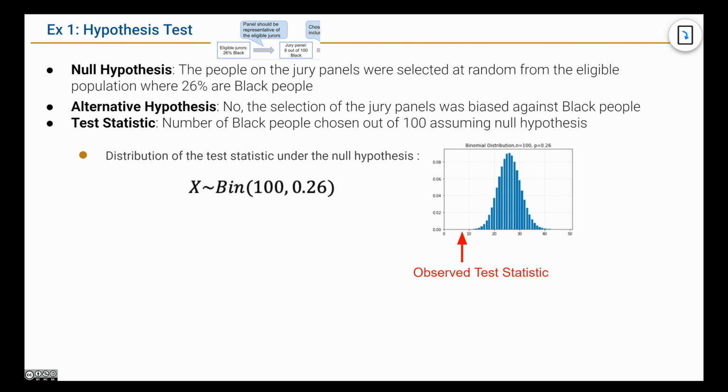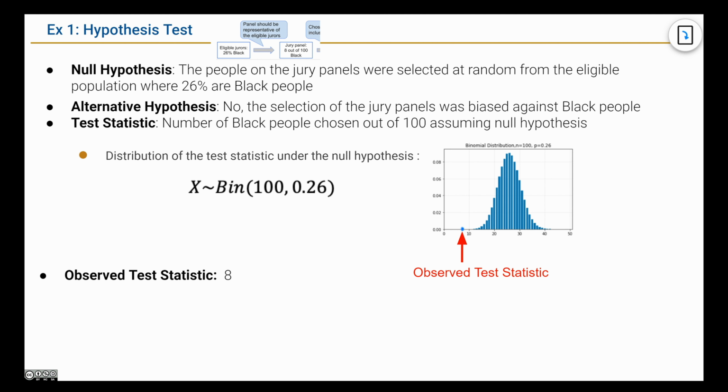Once you have that distribution of your test statistic, you're going to see where your observed test statistic appears on that distribution. In our case, the observed test statistic was 8, because there were actually 8 out of the 100 people on the jury panel that were Black. And so you can see that this is in the far tail of the distribution. In fact, it's highly unlikely. The probability of 8 is so small I can barely even see it on here. That's nearly impossible to see.